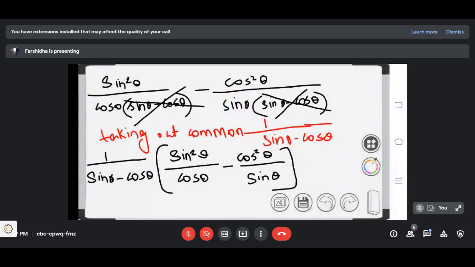Now inside the bracket, you can see denominators are different, cos theta and sin theta. I need to make the denominator same so that I'll cross multiply. Since here it is sin theta, I'll multiply this side by sin theta into numerator also sin theta. This side it is cos theta, so here I'll multiply by cos theta into cos theta so that the denominator will be same. Left side you are multiplying by sin theta for numerator and denominator, right side also into cos theta, cos theta.